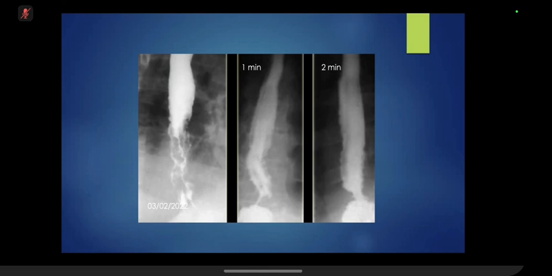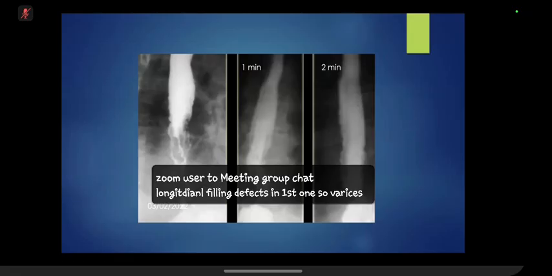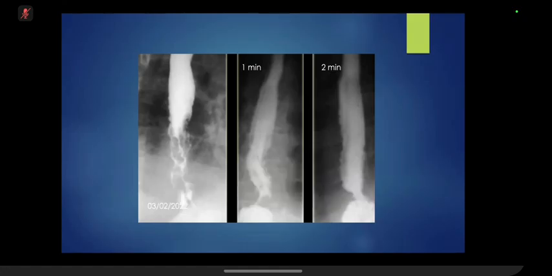So why I'm showing you the 1 minute and 2 minute films of the same study from the same segment is just to show that there is some reflux which is going on. Okay. So it can be because of reflux esophagitis. Okay. Anything else? I think I can make out, I think besides this.